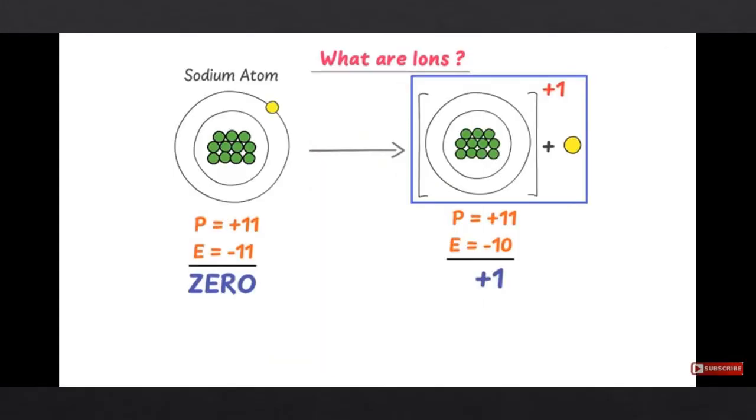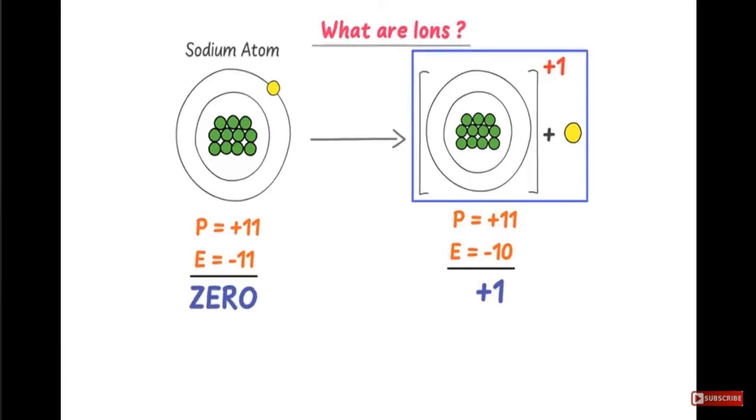Next is, what are ions? As you have seen in this diagram, a sodium atom has 1 electron in its outermost shell. If sodium gives out its 1 electron, it is deficient by 1 electron and it has a positive charge, meaning an ion is formed.